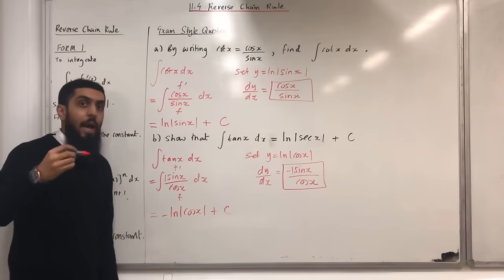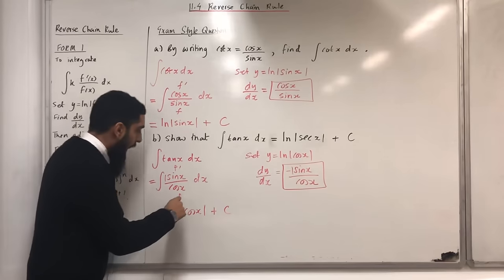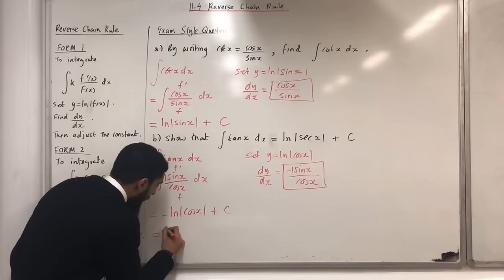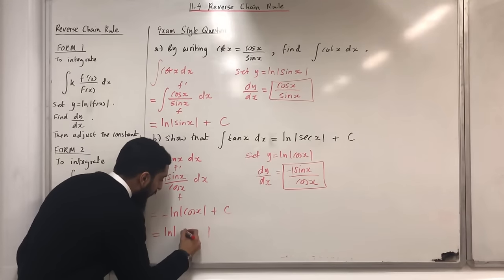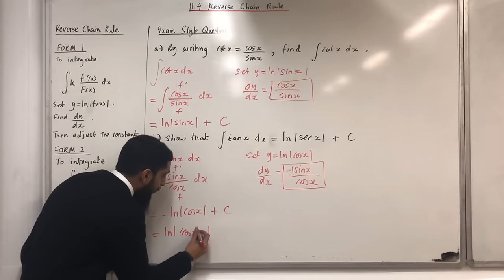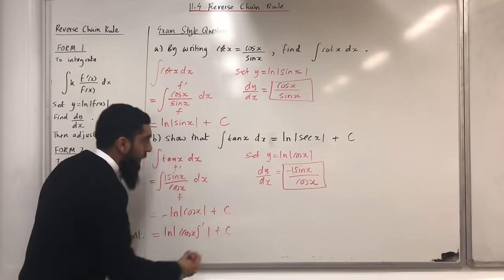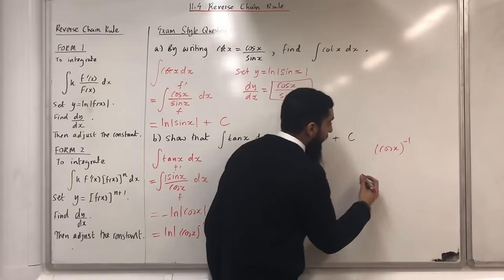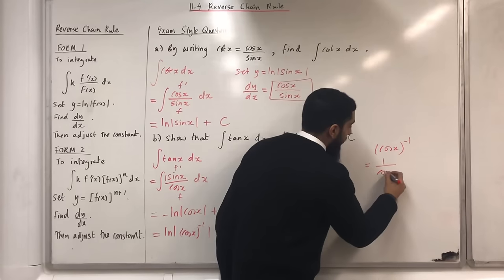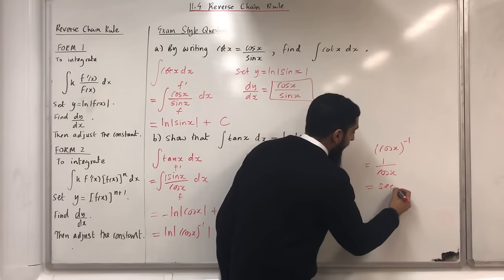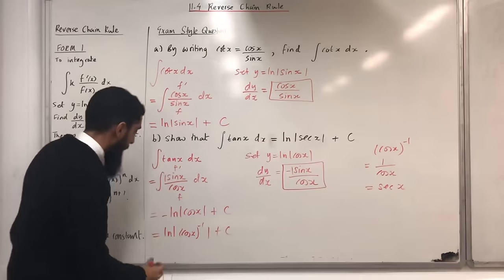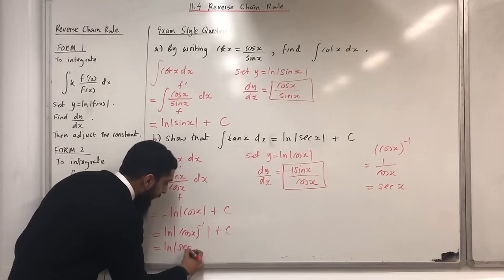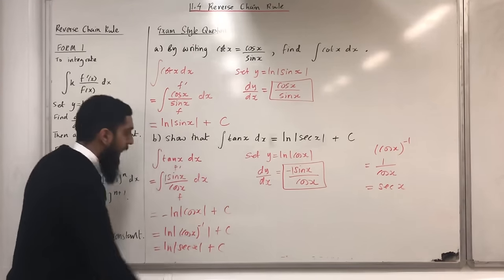Now, I can use the power rule for natural logs and rewrite this particular term over here as ln mod cos x in brackets to the power minus 1 plus c. I know that cos x in brackets to the power minus 1 is equivalent to 1 over cos x, which is just sec x. Hence, I have ln mod of sec x plus c as required.